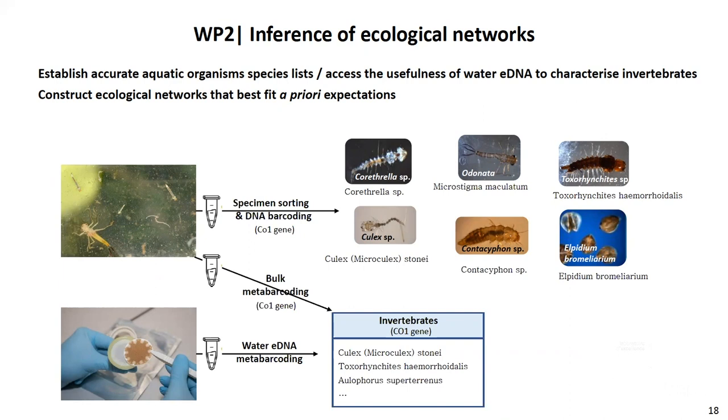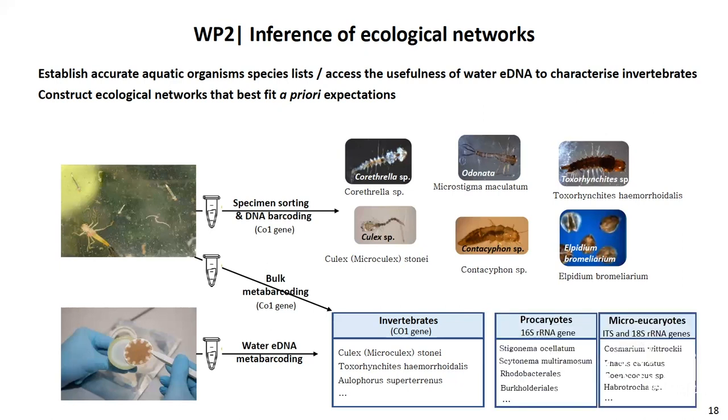Then we will compare the list of species we will find with bulk and water environmental DNA to be able to assess the usefulness of water extracellular DNA to characterize invertebrates, and also to be able to assess if we miss some morphospecies by our method of pipetting water and macroinvertebrates. So in addition to invertebrates, we will also focus on the prokaryotes and microeukaryotes in the water to be able to assess the whole community for all the microecosystems.